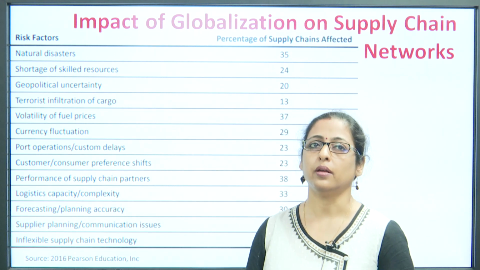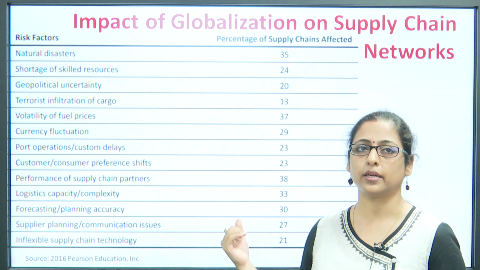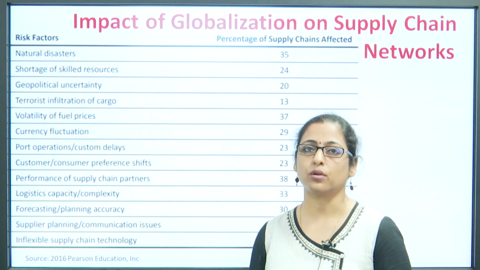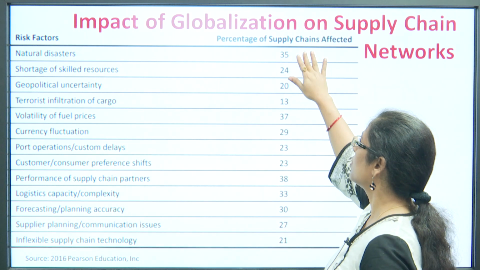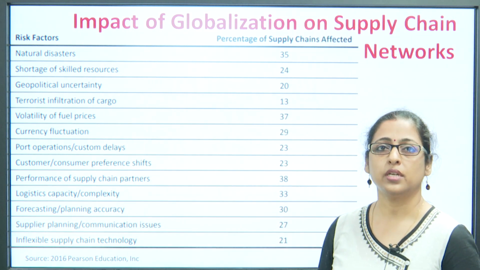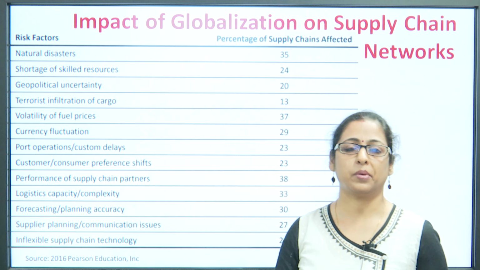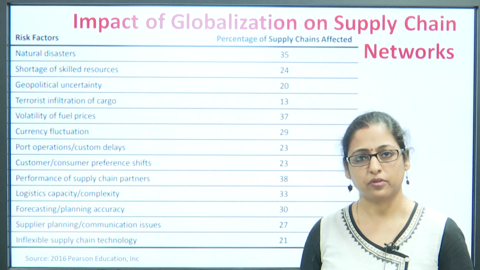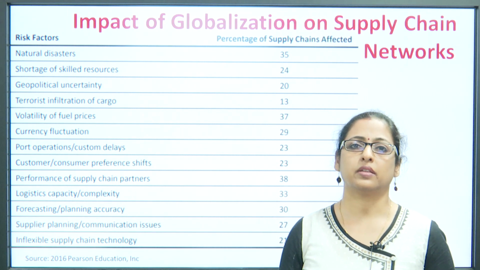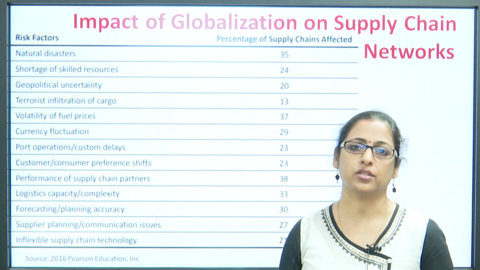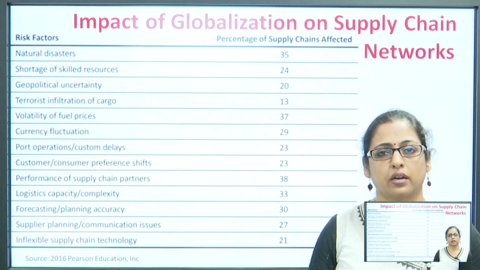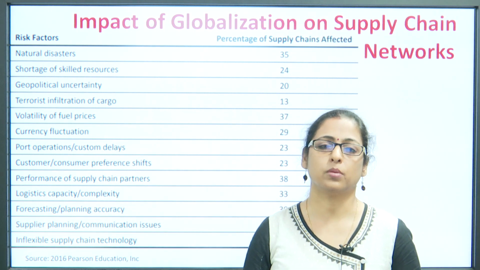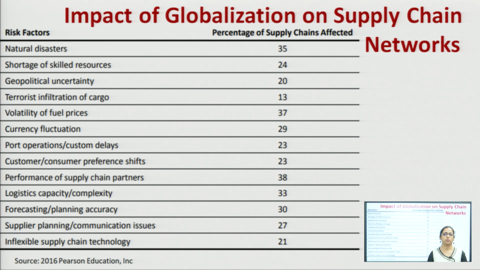Over here you can see a small table that illustrates the impact of globalization on the supply chain network, and it shows the percentage of the supply chain affected. It simply says that there are various kinds of risks involved in the complete supply chain process. The risk factors may be controllable or uncontrollable, external or internal.